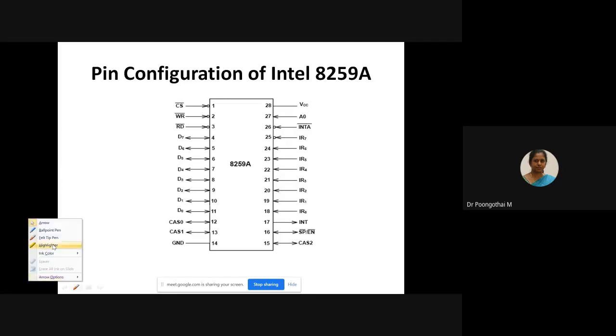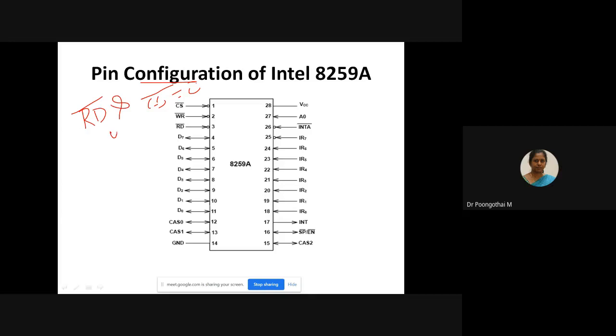So the main purpose of this one is that it enables read and write operation. Next signal is the write signal. This is also an active low signal, which enables write operation, which means it enables 8259 to accept control words from the CPU.